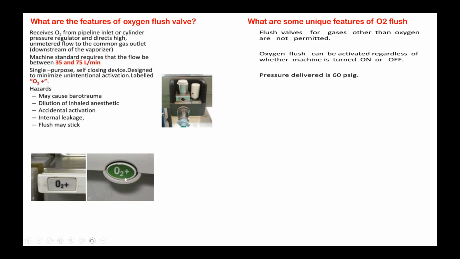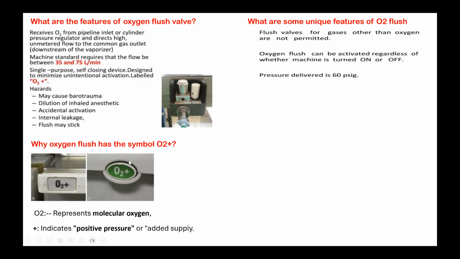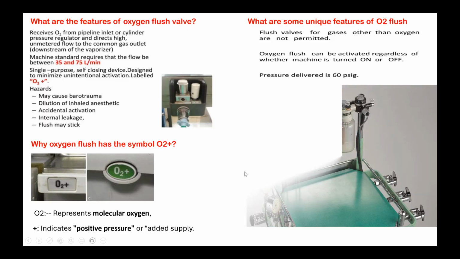So accidental activation is prevented by this particular projection of a part of the machine, whereas here it is easy to touch it because it is almost on the surface. The symbol it has is an oxygen molecule, and plus indicates positive pressure.